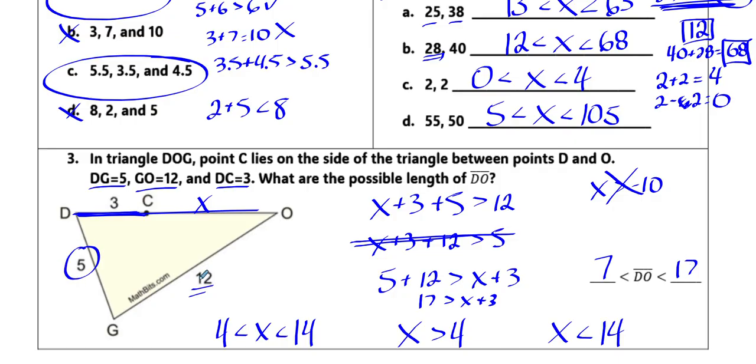This you can easily double check. Adding those together gives us 17. Subtracting them gives us that 7.